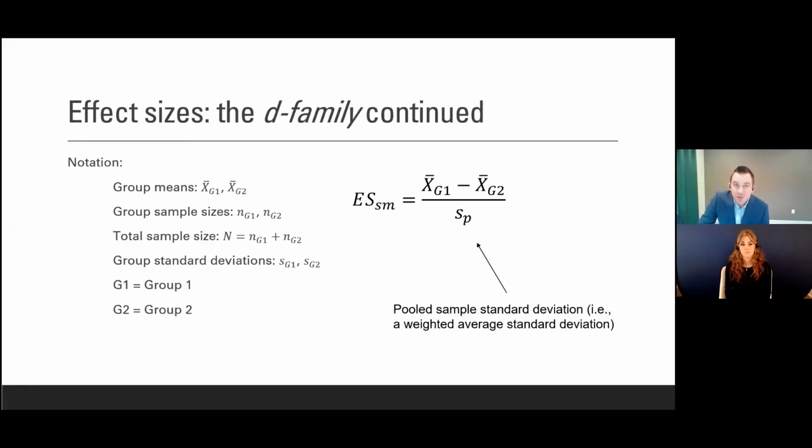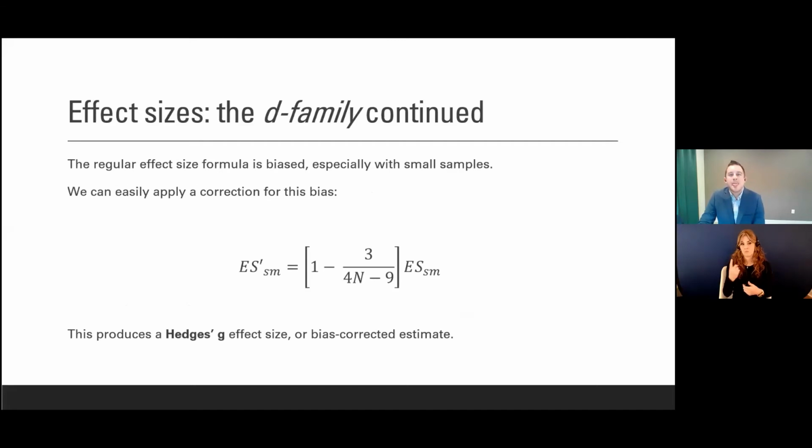So that's the formula for the standardized mean difference. There is one correction that we always apply to the standardized mean difference, and it's referred to in the literature as the Hedges g effect size, or the bias corrected estimate. And it's called the Hedges g because Larry Hedges derived it in 1981. And it's a pretty simple formula, actually.